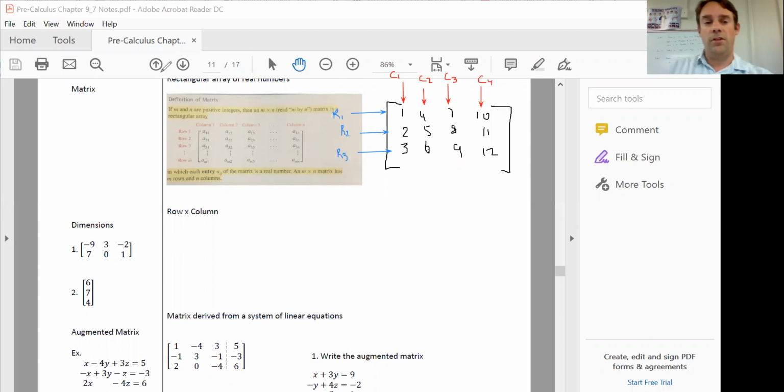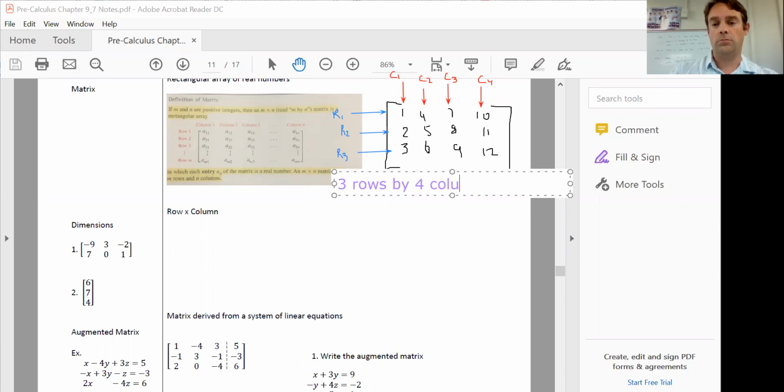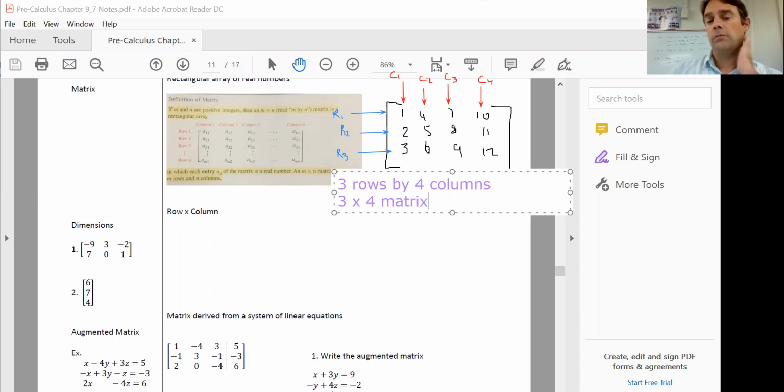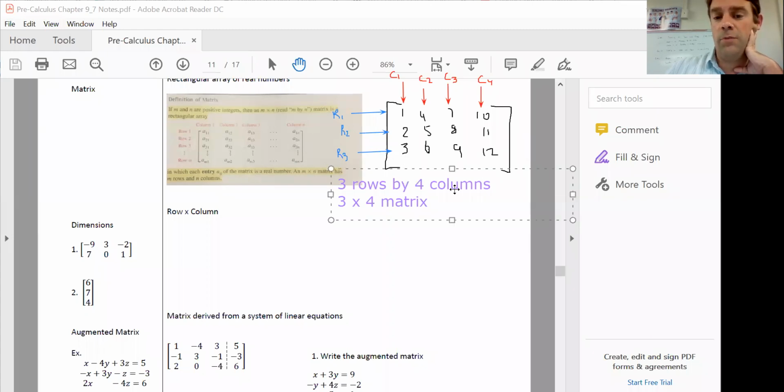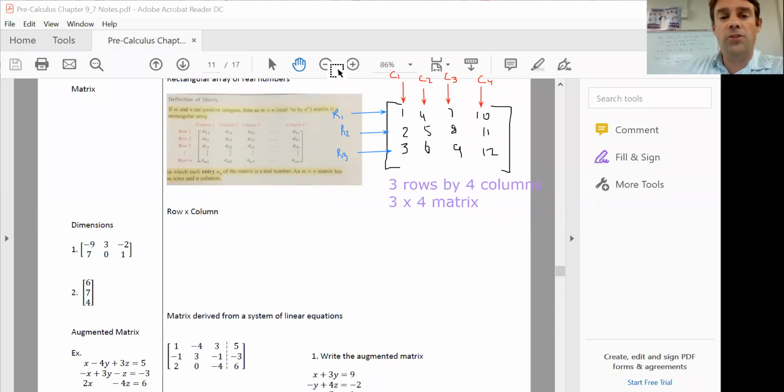So we would say that this right here is a matrix that is 3 rows by 4 columns. Or what a lot of people say is we just call it a 3 by 4 matrix. It's a matrix that's 3 rows by 4 columns. Now, each one of these things inside here is called an entry.